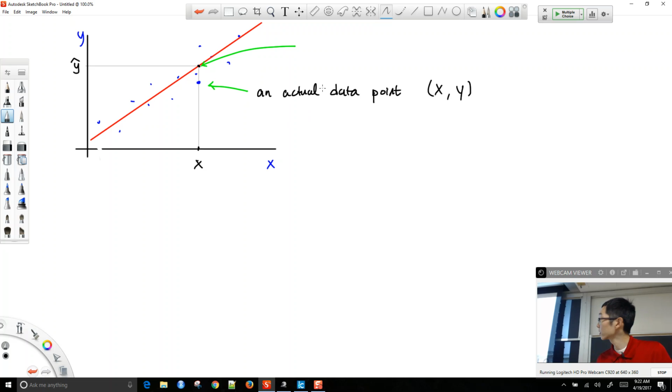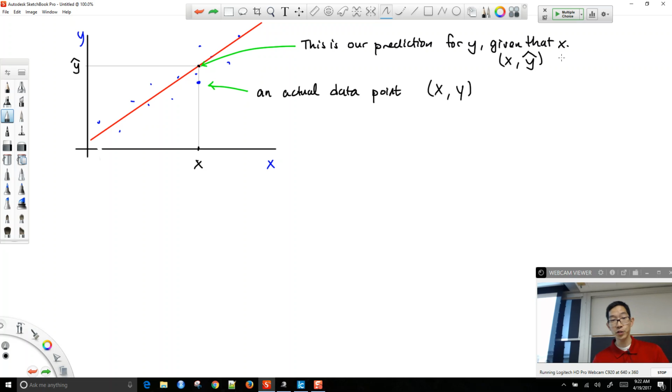That's okay. So this is an actual data point x, y, this dot right here, and this is our prediction for y given that x. Okay, so this is the spot x, y hat. So the difference between our prediction and the actual data point is known as a residual.